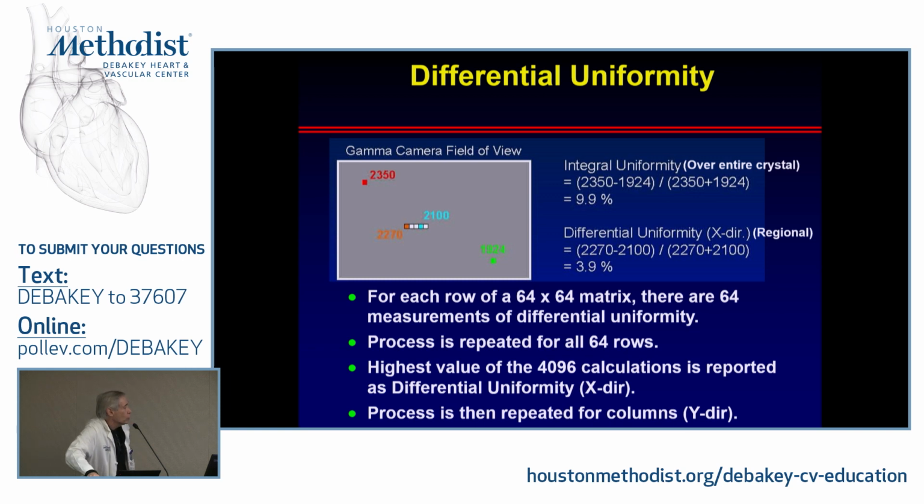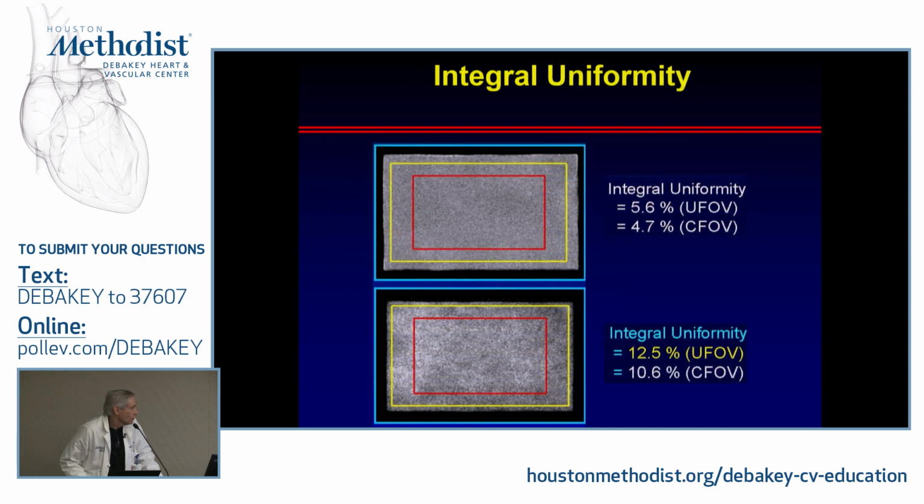The differential uniformity looks at uniformity across adjacent areas of the crystal in both the x and y axis, unlike the integral, which can be across the whole face of the crystal. And what we'd like to see is less than 5-6% differences as we look across.